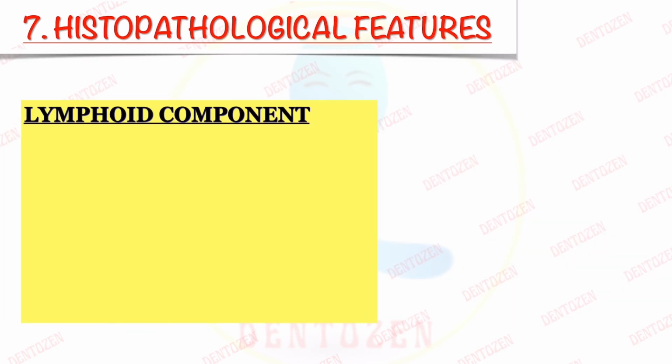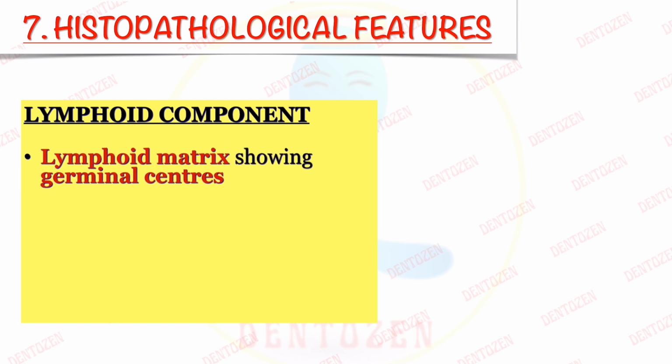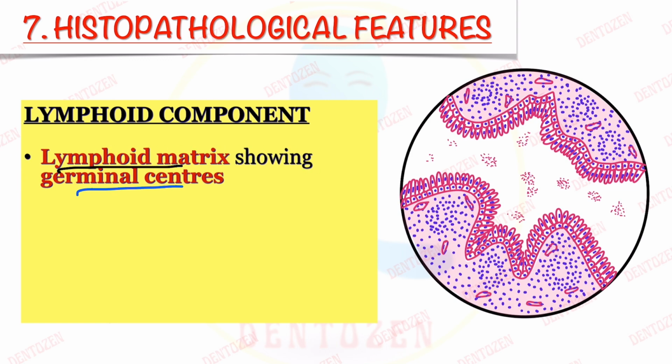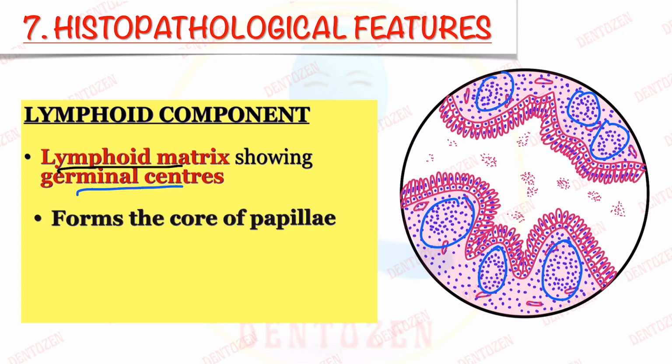Now talking about the second component, the lymphoid component is made up of lymphoid matrix with germinal centers. So it will appear something like that. Lymphoid matrix is present beneath the papillary epithelial projections, and it is made up of lymphoid germinal centers. So they form the core of the papillae. Core means if these are the papillae, they form the core. That means the center of the papillae is formed by these lymphoid aggregates.